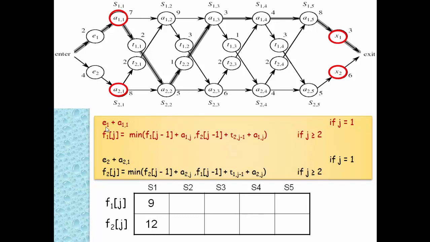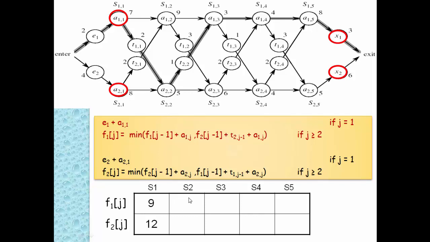So initially we have 2 equations, E1 plus A11 and E2 plus A21. If the value of j is equal to 1, where j indicates our station number, then for station number 1 we have to choose either E1 or E2, and A11 and A21 are nothing but the required time for that particular station. Station number 1 here requires 7 units of time and the entry gate requires 2 units of time. So 7 plus 2 is equal to 9, and here 8 plus 4 is equal to 12. We have to store both values inside our matrix. Now we have to fill in the values of our matrix for station number 2.